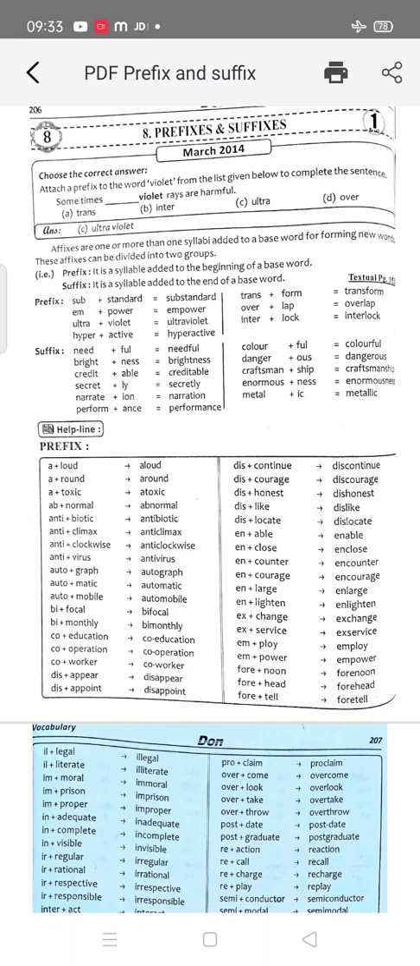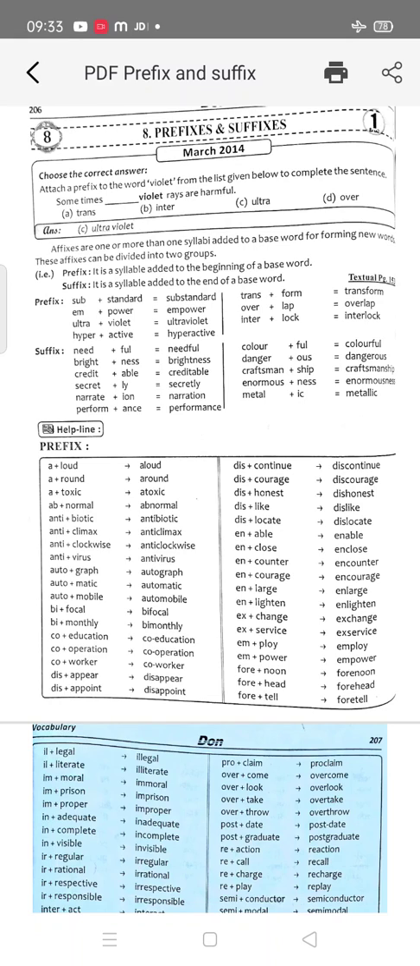When you add in with adequate, inadequate. Inadequate means not enough. Complete, incomplete. Visible, invisible. When you add in with visible, it will become invisible, and at the same time it gives the negative meaning.